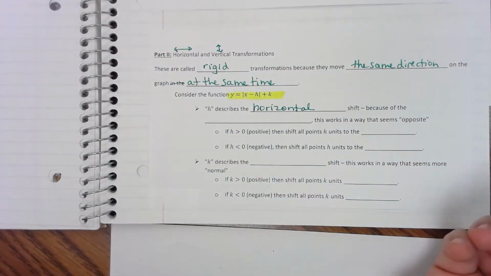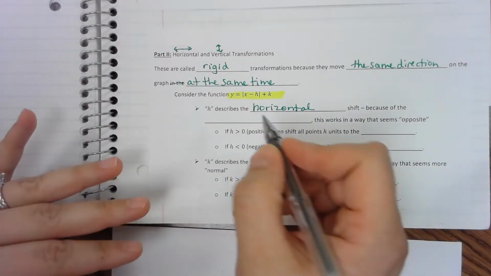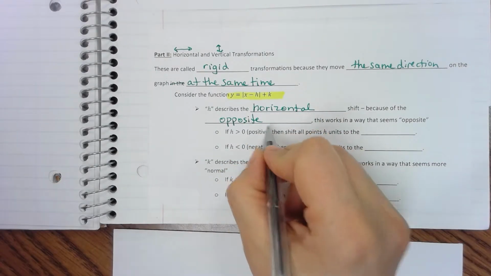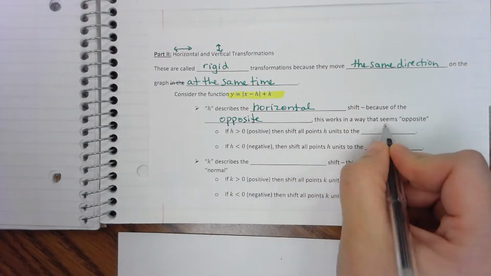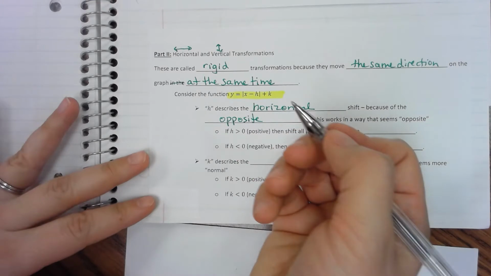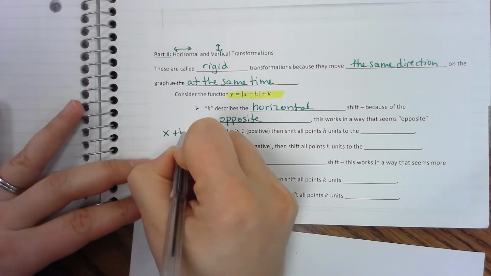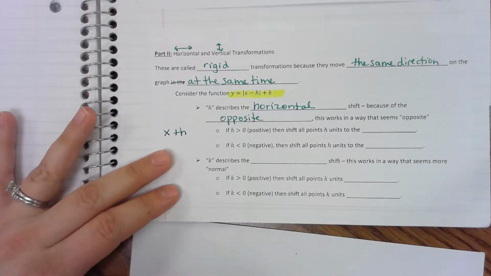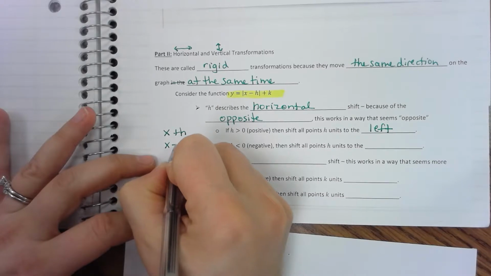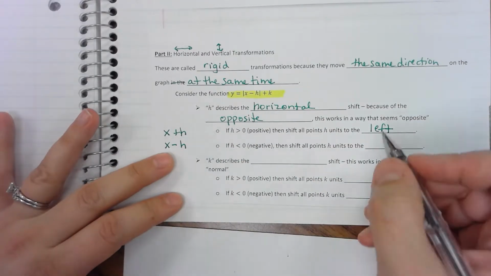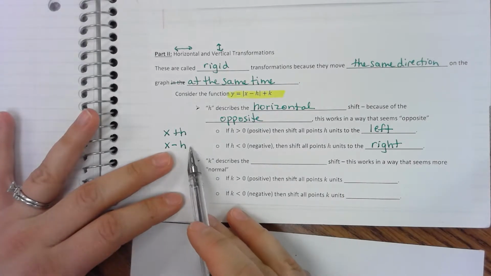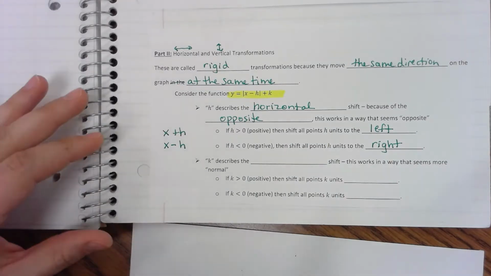H for horizontal, because of the opposite operation, this doesn't work the way that it seems. So horizontally, when x plus h appears in my equation, I'm actually moving left. And when I have x minus h, I might think that that's moving left, but it's actually moving right. So anytime you see the h represents horizontal, you're going to do the opposite of what it says.